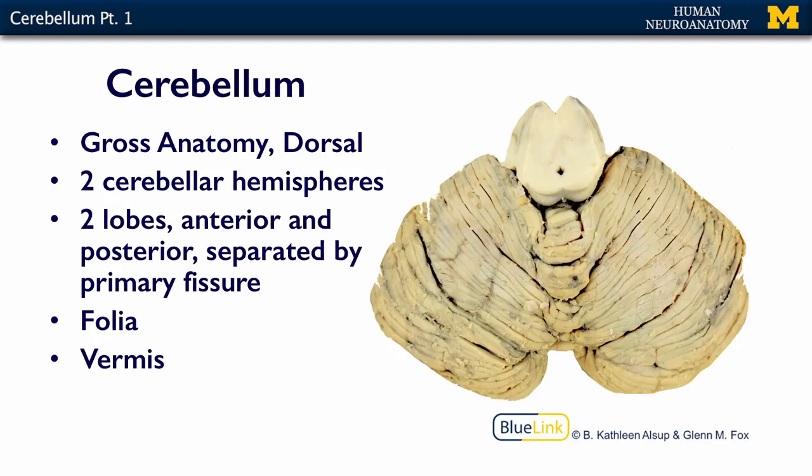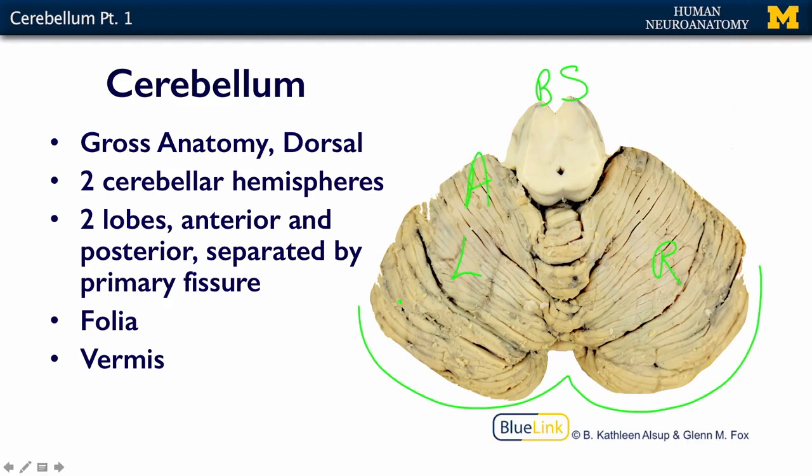Gross anatomy of the cerebellum, as you recall from the last slide, it sits underneath the occipital lobe. So if we remove the occipital lobe, then you're looking down on this image of the cerebellum. So just out of the plane of the slide, on top of it would be sitting the occipital lobe. And here is the brainstem. There are two cerebellar hemispheres. We have a left hemisphere and a right hemisphere. And within each hemisphere, we have a couple of lobes. We have an anterior lobe and a posterior lobe. These are separated by the primary fissure, which kind of runs along here.